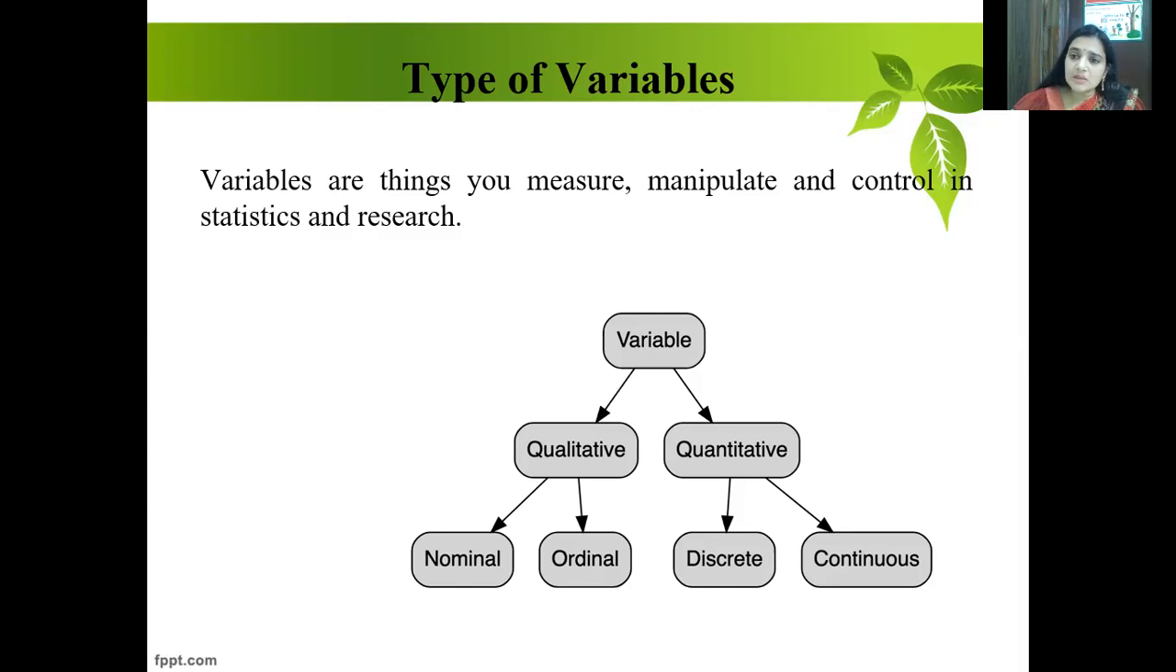Variables can be divided into two parts. One is qualitative and another one is quantitative. As the name suggests, qualitative means we are talking about quality. We are not actually talking about just numbers. A qualitative variable would contain two kinds of variables, nominal and ordinal. One more variable we can consider here is binary, which is categorical.